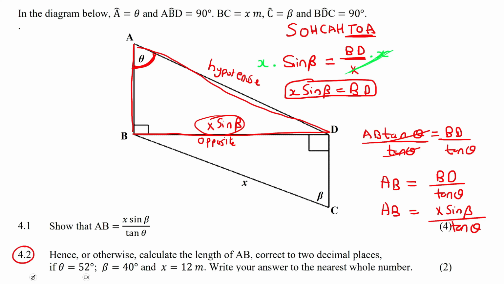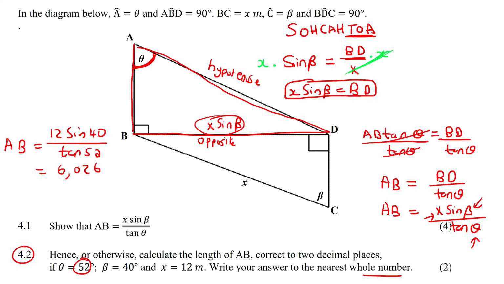This one says, hence or otherwise calculate the length of AB. Okay, so they want us to calculate AB now. If theta is 52, beta is 40, and x is 12, we're just going to fill it in. So x is 12, beta is 40, and theta is 52. We're just going to type that all in, and the answer is 6.026. But if you look here, they said write your answer to the nearest whole number. The nearest whole number would be 6. So we can say 6 meters because they've used meters over there.